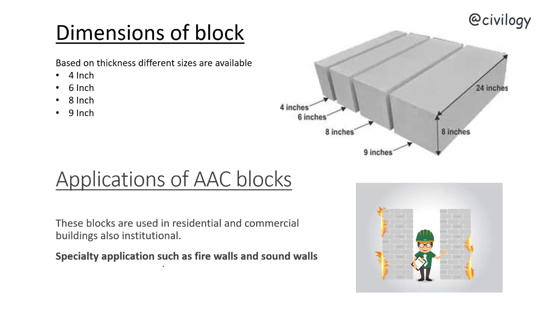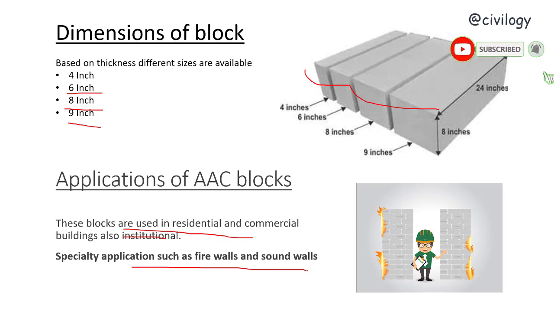Next, dimensions of block. Based on thickness, different sizes are available in the market. Okay, 4-inch block, 6-inch block, 8-inch block, 9-inch block. You can see in the picture. Applications of AAC blocks. These blocks are used in residential, commercial and institutions like schools, hospitals, etc. Special applications are firewalls and also soundproof walls.